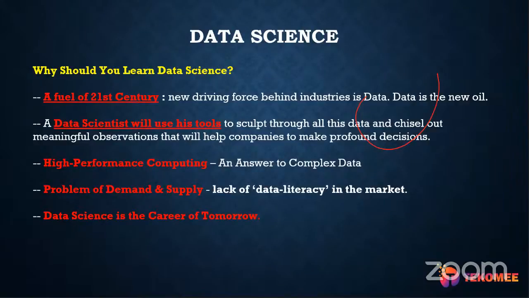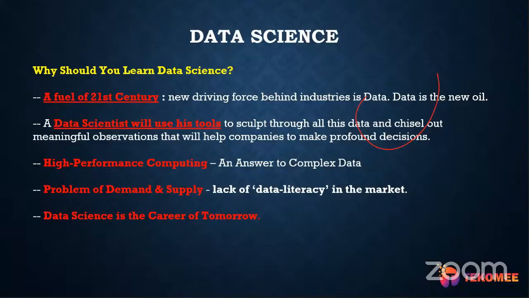It is said that data is the fuel of the 21st century. It is told that data is the new oil. If you don't have data, you don't have work. If you don't have data, you don't have business, right? You don't understand business well if you don't understand data well. So basically what a person who is into data science does is use their tools and other things to find out what is there inside data. They chisel that out and see some meaningful observations through it to make certain decisions.